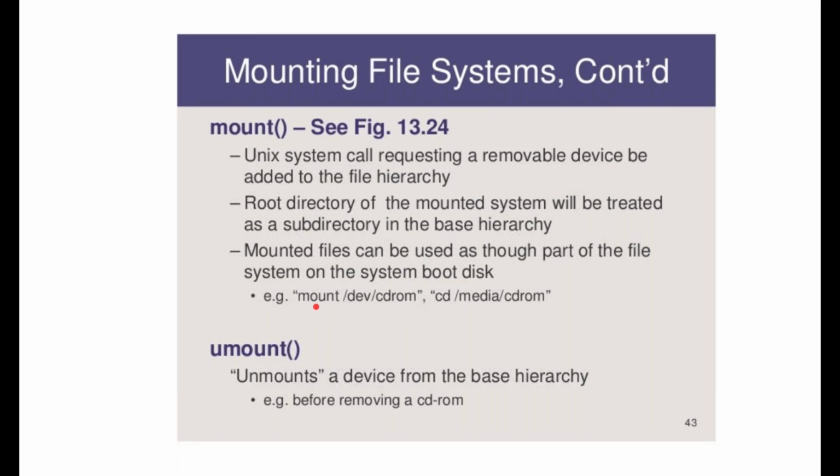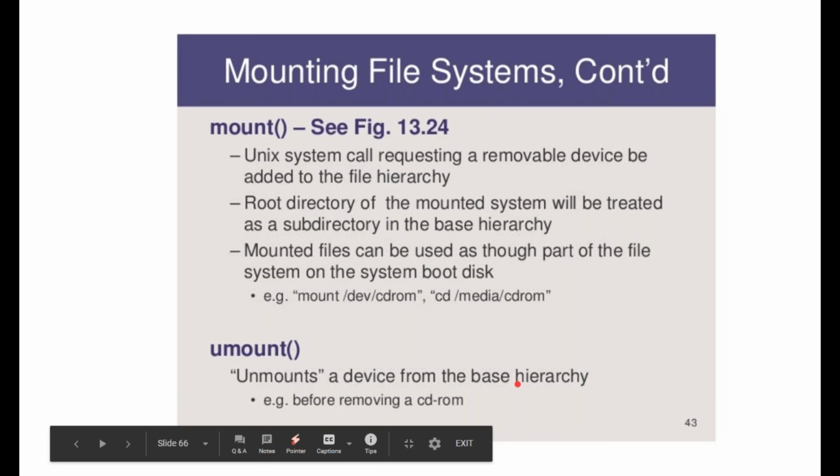You write this as mount, followed by the type of device and where you want to attach it. So this is your source and this is your destination. You want to take this device, CD-ROM, which is lying there, and attach it to a folder called /media/cdrom. So it will attach to this one. Unmounting a device from the base hierarchy means you can remove the CD-ROM by unmounting.